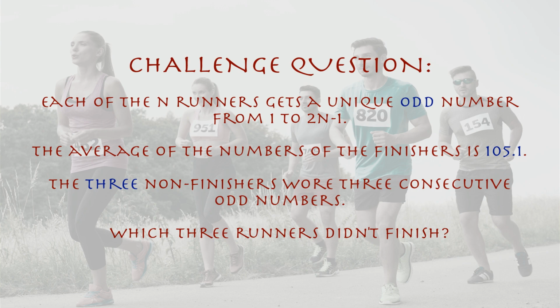And this time, there's 3 runners who don't finish the race. Those 3 non-finishing runners all have consecutive odd numbers. So for example, 49, 51, and 53, or something like that. And the question is, what are the numbers of the 3 runners who didn't finish?